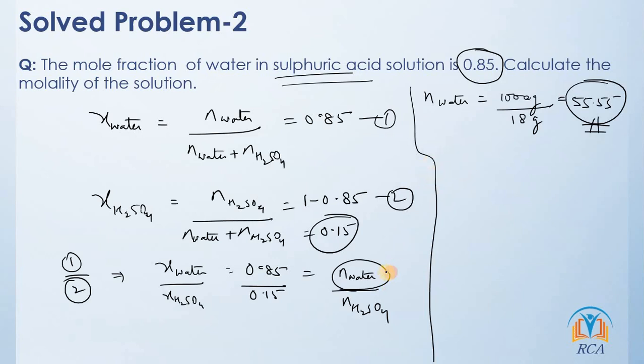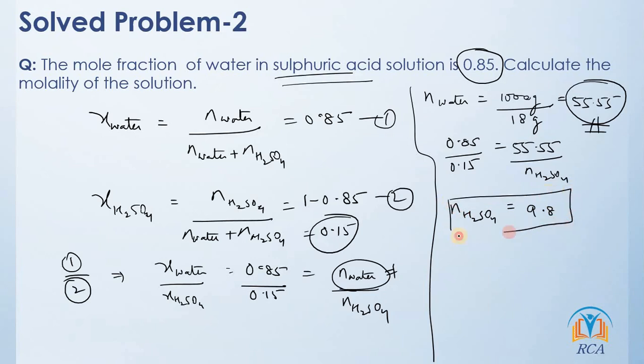Just put the value of number of moles here now to find out the number of moles of sulfuric acid. That means 0.85 upon 0.15 should be equal to what? 55.55 upon number of moles of sulfuric acid, right? This is how we're going to find out. So we can calculate the number of moles of sulfuric acid from here. What's going to be the number of moles of sulfuric acid when you calculate this entire thing? The number of moles of sulfuric acid will come out to be 9.8. This is going to be the final answer, right? Number of moles of sulfuric acid is 9.8.